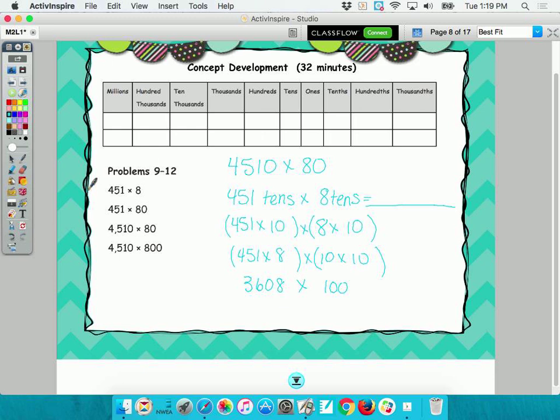If I take this problem right here, I can change that into unit form right now. What is it going to be? 3,608 hundreds. So 3,608 hundreds. Write that down. Now I can write my answer. Don't say anything until you get it written down and put the comma in. Nope, just stop. Stop saying anything.